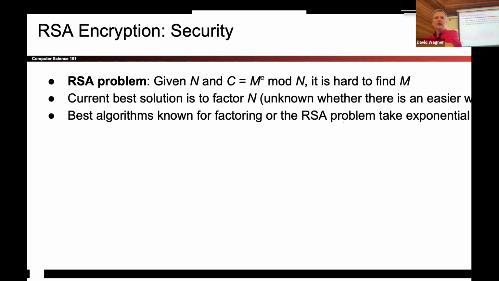Is it secure? The answer is we think so. We have no formal mathematical proof. We don't expect to find one. But as far as we know, the only way for an eavesdropper to try to infer what the message is from the ciphertext without knowing the secret key is to try to factor N, and it's believed that that takes basically exponential time. So it's believed that there's no way for an eavesdropper to figure out what the message was.